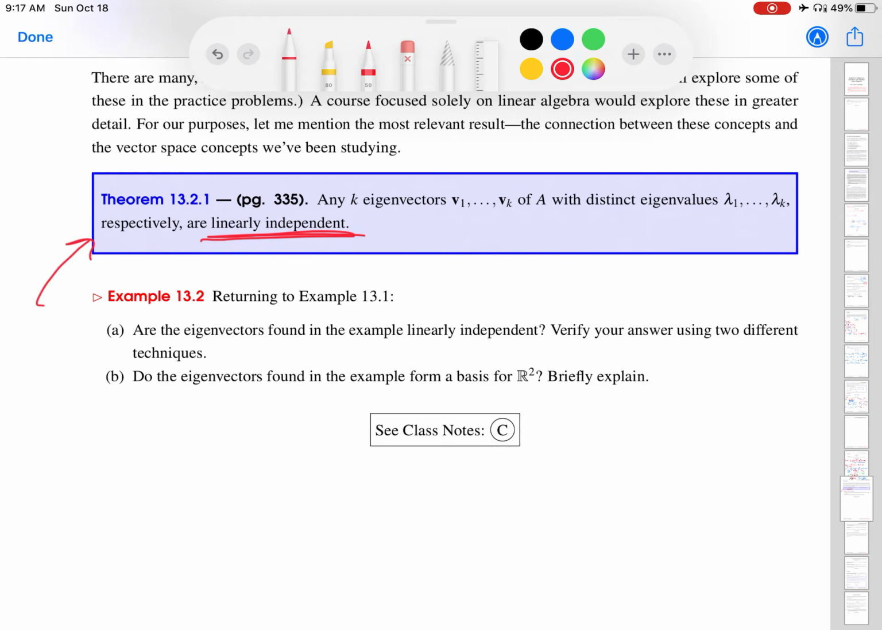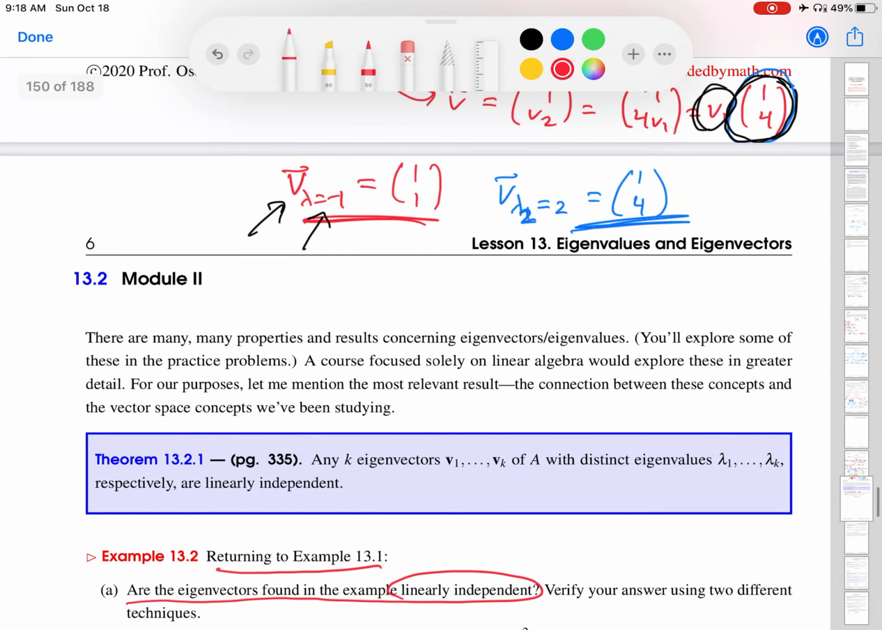I don't have to check the linear independence condition. I just have to check that the eigenvalues of the eigenvectors are distinct. So that's pretty nice. So in this example, let's see how to use that in practice. It says, returning to the previous example, are the eigenvectors you found linearly independent?